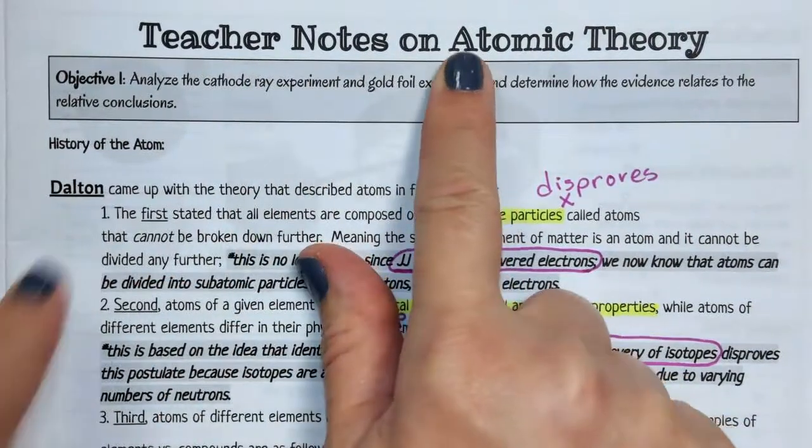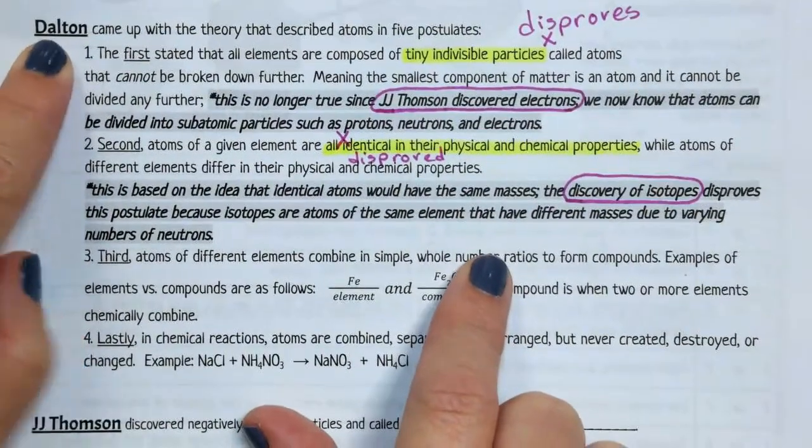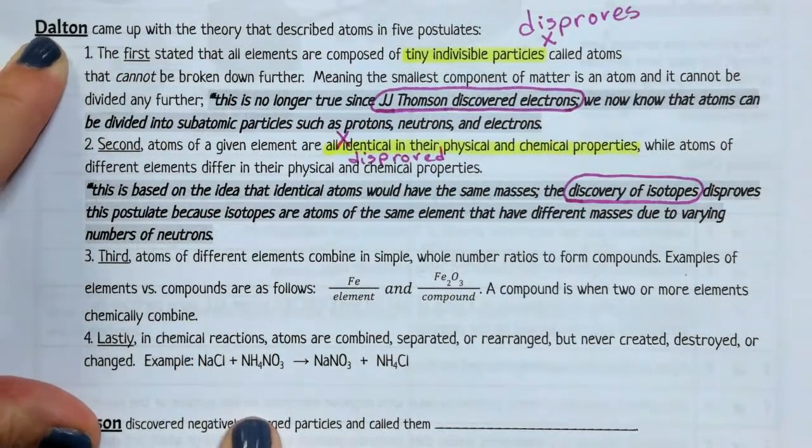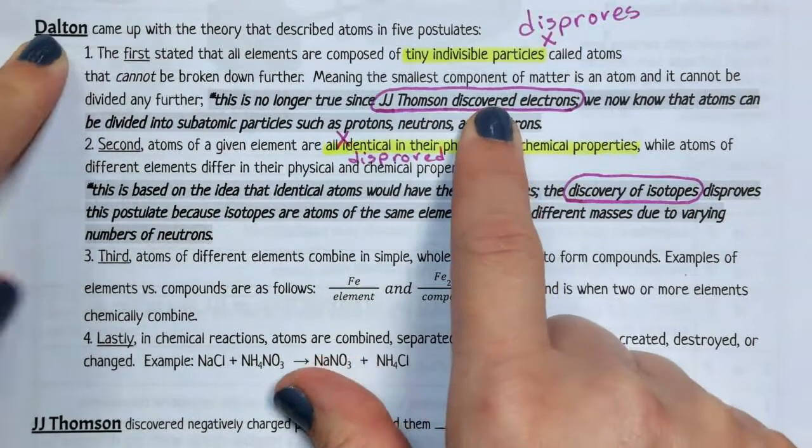All right, teacher notes on atomic theory. When it comes to Dalton's law, Dalton came up with 4 different postulates about the atom. What I want you to know are the 2 that were disproven.